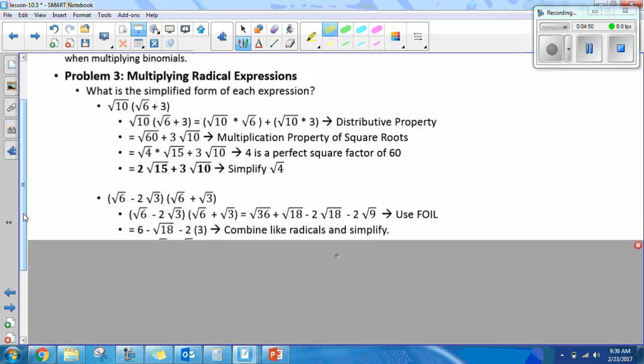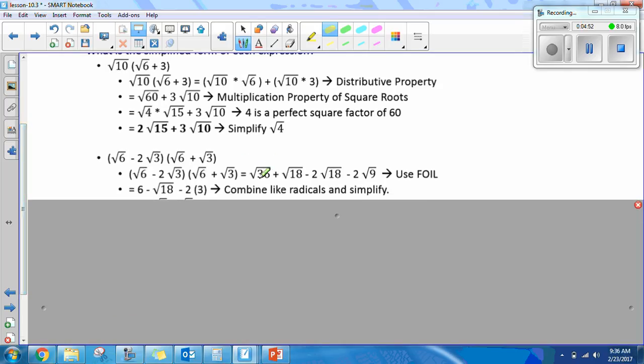Now we can combine like radicals and also simplify. So we know radical 36 gives us 6. We have radical 18 minus 2 radical 18, so that gives us a negative radical 18. And then we know radical 9 is 3, so that simplifies to 2 times 3.